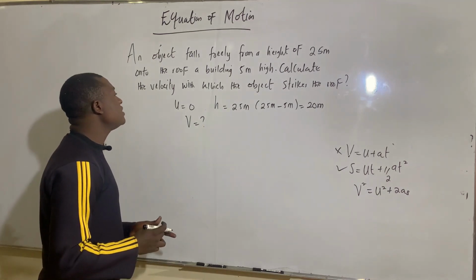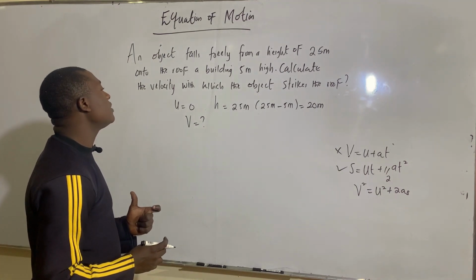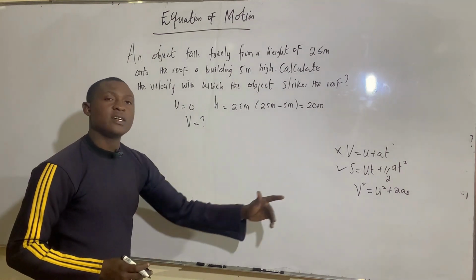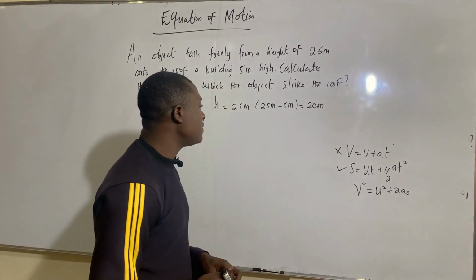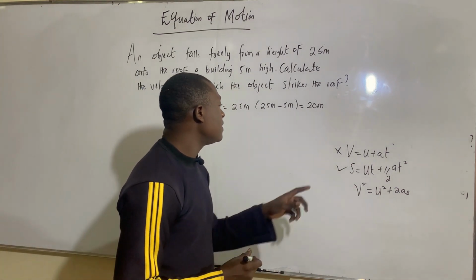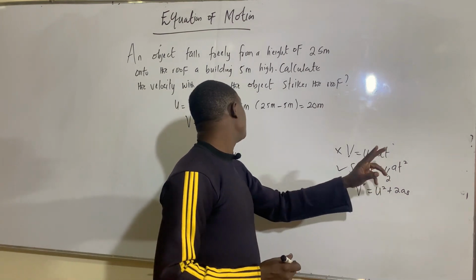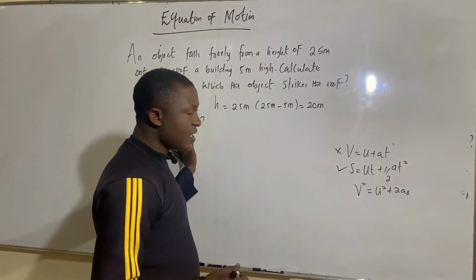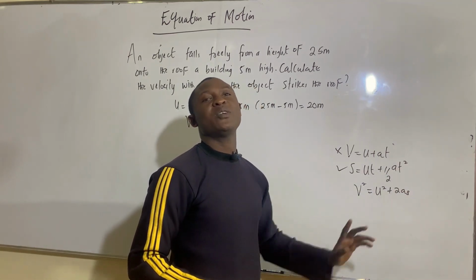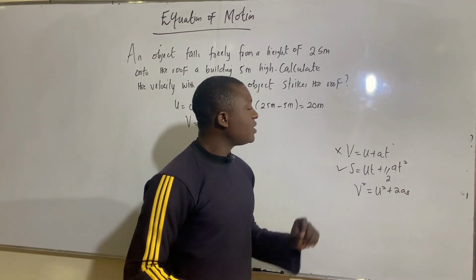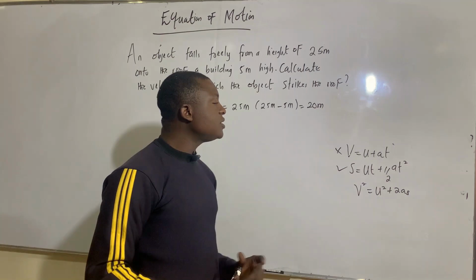Now you can see in this problem, there's one thing we are not given here. Let's take a look at the data that we have. Can we apply the first one? Let's check. If I check the first one, I have v is equal to u plus at. Do we have time? No, there's no time. So since there's no time, we cannot apply the first one. At the same time, we cannot apply the second one. But let's take a look at the third case.